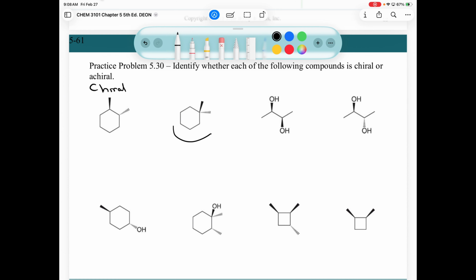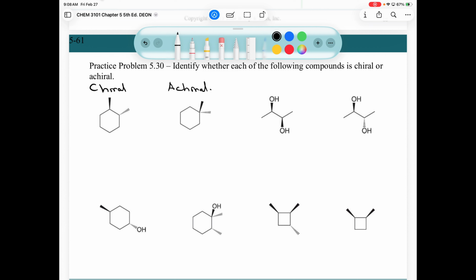What about this guy here? Is that chiral? No, there's a plane of symmetry in there. There's no carbon that's attached to 4 different groups. Sometimes they try to trick you with wedges and dashes, right? But it's a carbon with 2 methyl groups on it, so there's no chirality there. So this is achiral.